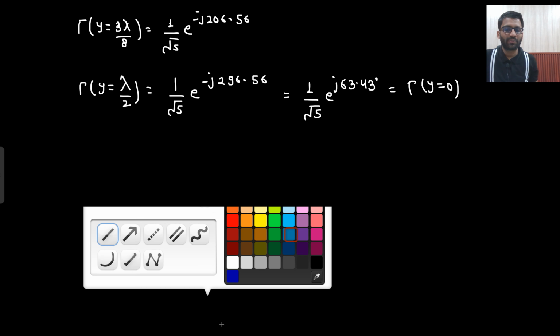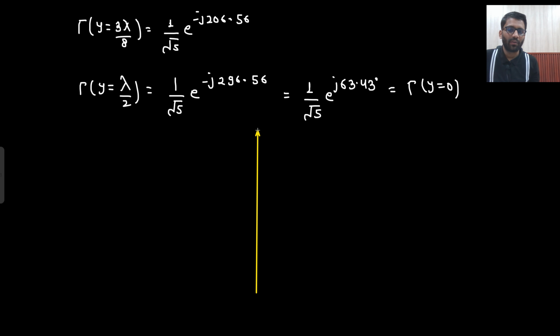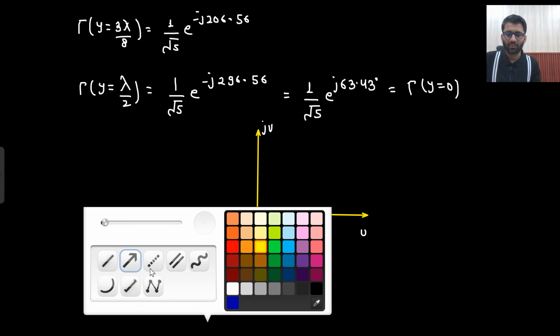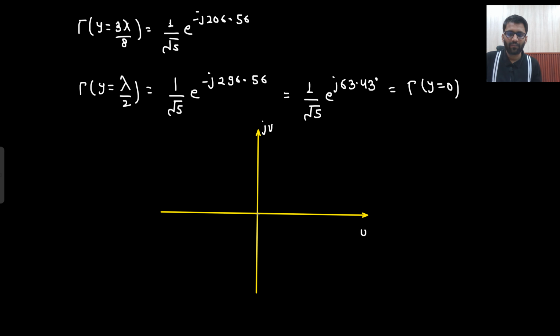Now if I draw it on a constant VSWR circle, that means I need to draw it on the UV plane. The UV plane is your complex gamma plane. So on the UV plane, I will draw it. The first point at y equals to 0, from where we are starting, has magnitude 1 by under root 5, always 1 by under root 5 only. But what is the first angle? 63.43. So the angle would be roughly around like this, 63.43, and this magnitude I am calling 1 by under root 5. So this was your point at y equals to 0.